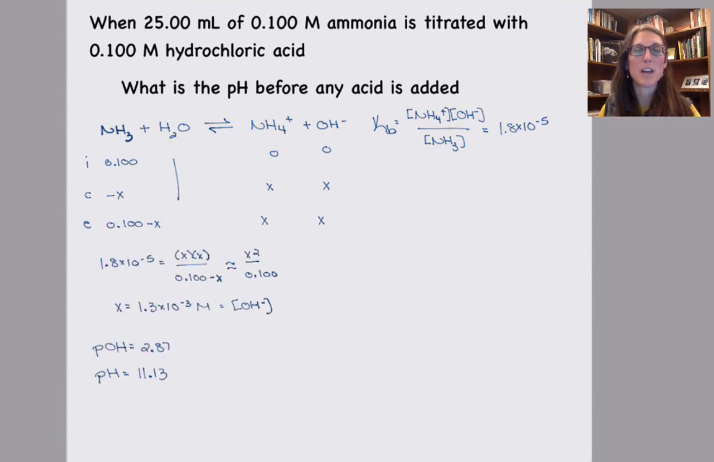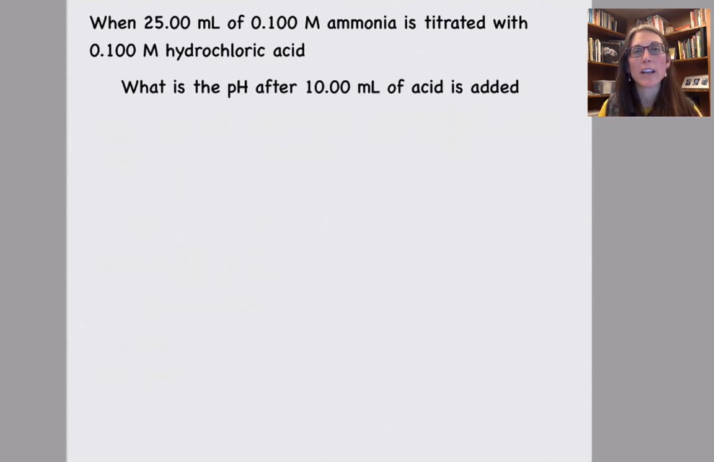And so you'll notice that our initial starting pH is 11.13, so it is basic as we would predict. When we begin adding hydrochloric acid, we need to start by looking at our balanced chemical equation between the ammonia and the hydrochloric acid. Because hydrochloric acid is a strong acid, this reaction is going to go to completion.